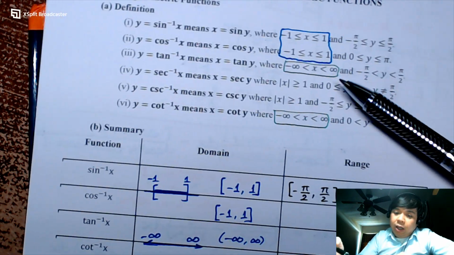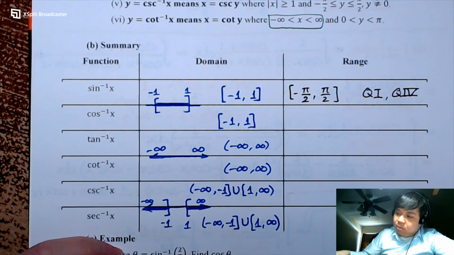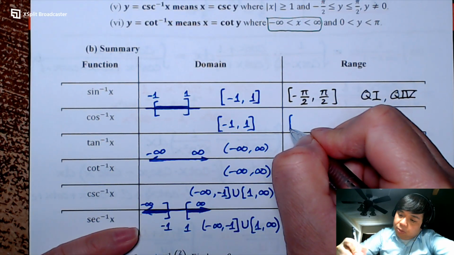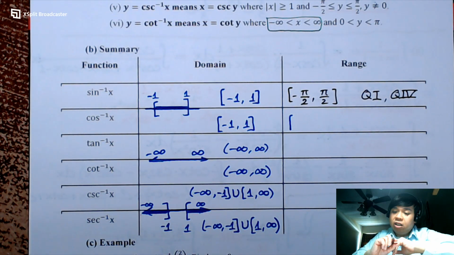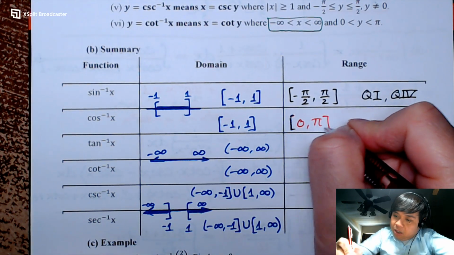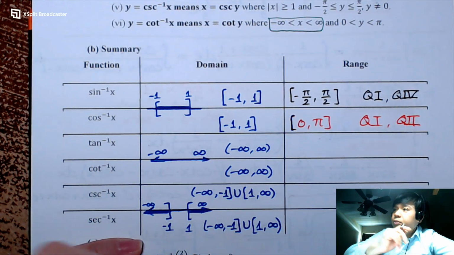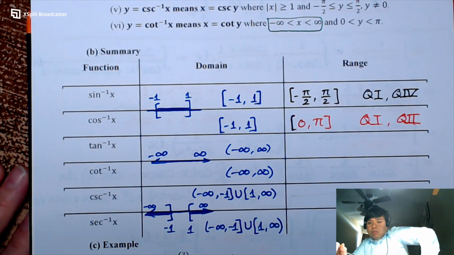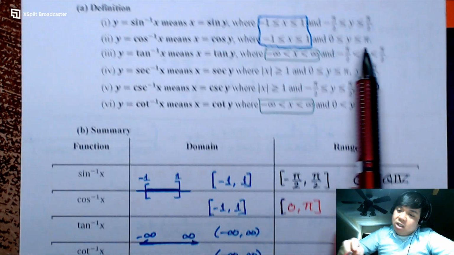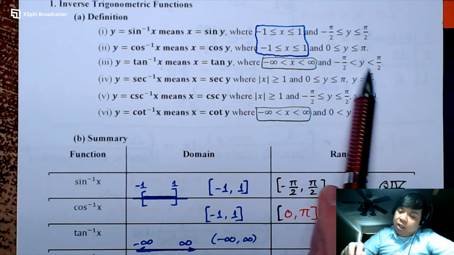Okay. And cosine will be from 0 to pi, but that's easier. That will be, sorry, it's red here. 0 to pi, and this is quadrant 1 and quadrant 2. Tangent inverse will be just like this. The only difference is that they don't have the equal sign.